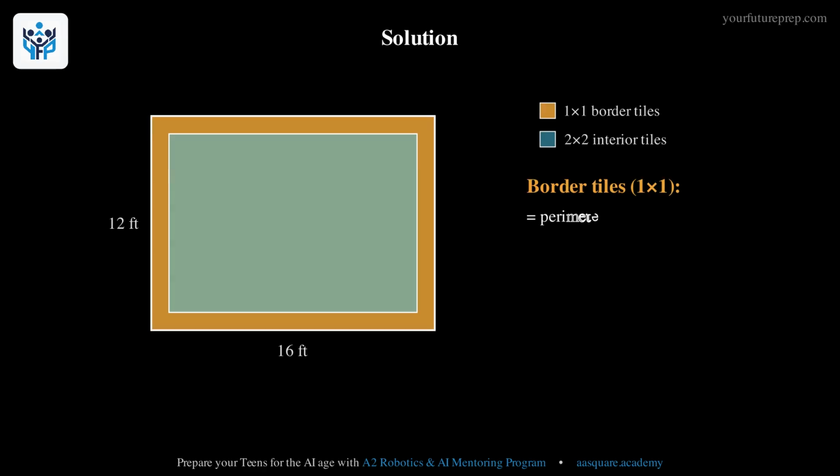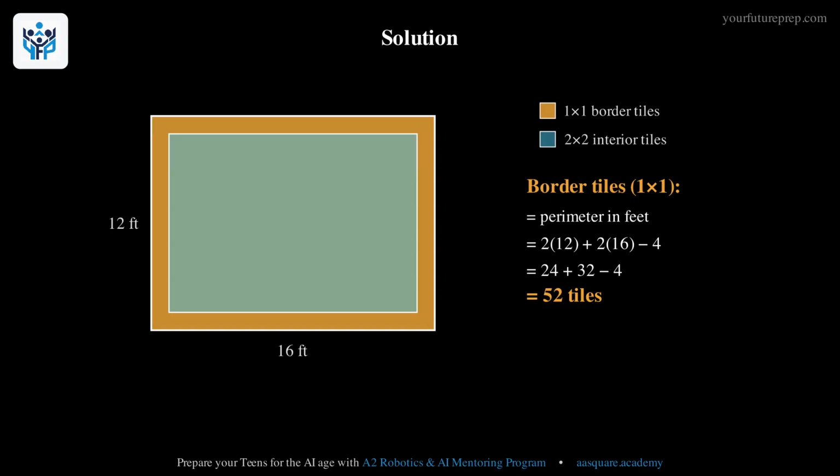First, the border. Each 1 by 1 tile covers 1 foot of the edge. So the number of border tiles equals the perimeter in feet. That is 2 times 12 plus 2 times 16, which is 24 plus 32, equals 56.